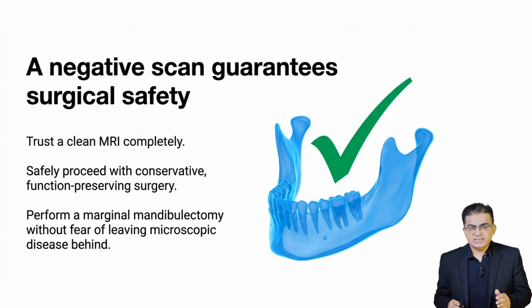For you as a surgeon, this means you can trust an MRI scan completely. If a high quality MRI confirms there is no spread detected along the nerve, you can safely proceed with a conservative functional preserving surgery such as marginal mandibulectomy without the fear of leaving microscopic disease behind.